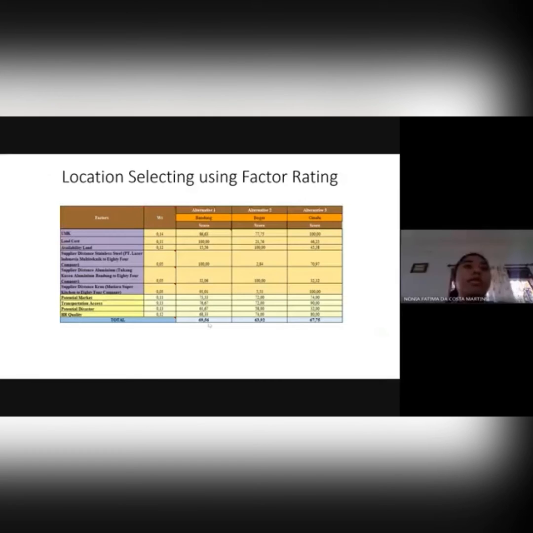So next is location selection using factor rating. In alternative 1, Bandung, we got a total of 69.56. In alternative 2, Bogor, we got a total of 63.92. In alternative 3, Cimahi, we got a total of 67.75. Next.